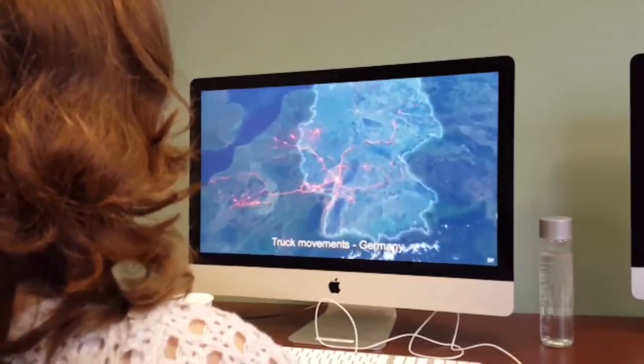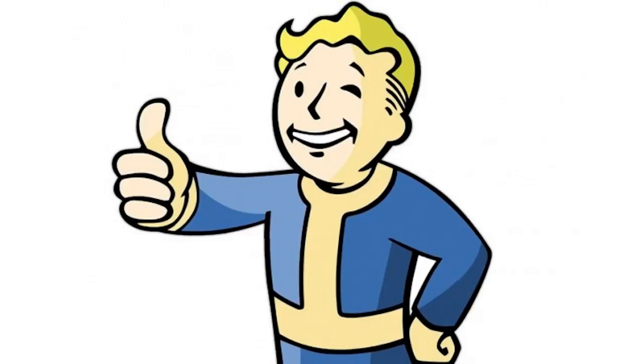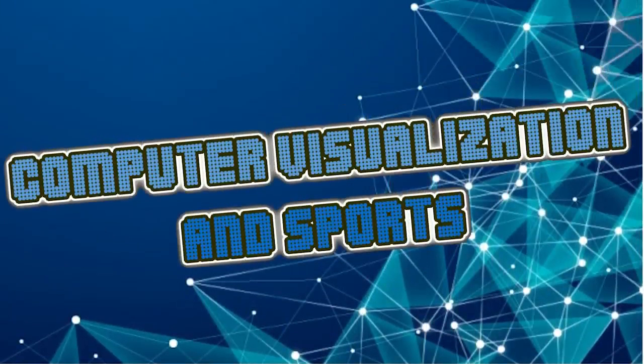So now we understand that visualization can help business make reading data easier. Did you know that computer graphic can even apply to sports?